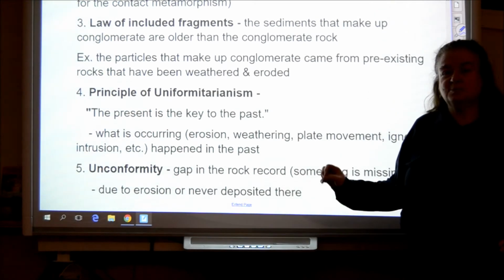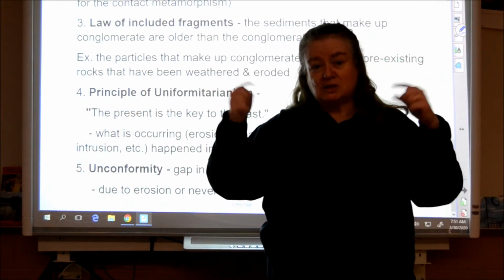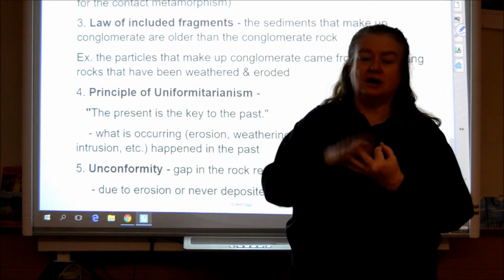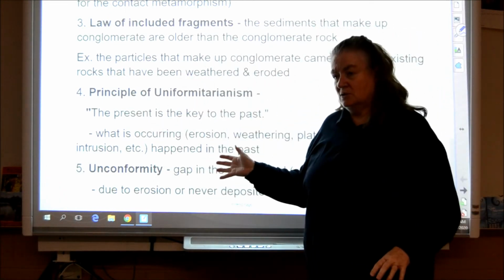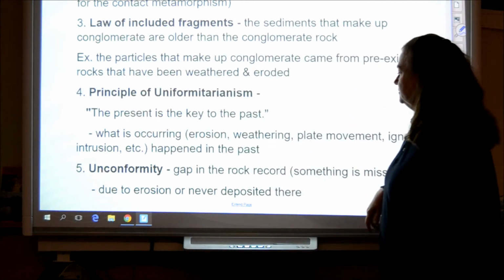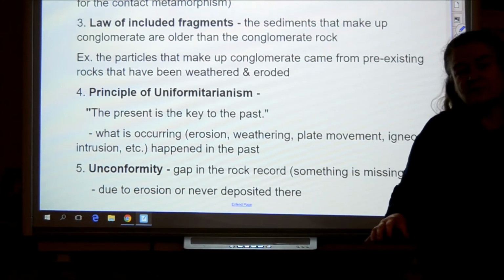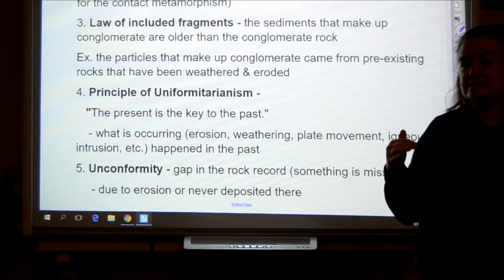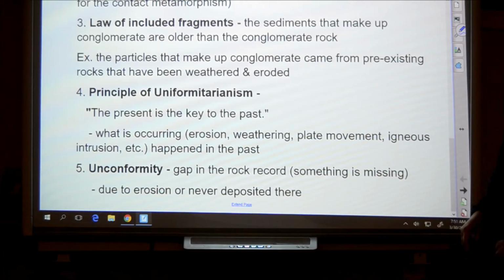The law of uniformitarianism is that the present, what's going on right now, weathering, erosion, uplift, faulting, folding, went on millions of years ago. So we look to see what's going on now to figure out what happened in the past. Next, unconformity. Unconformity means something's missing, something's not right. There's a gap, what we call a gap in the rock record.